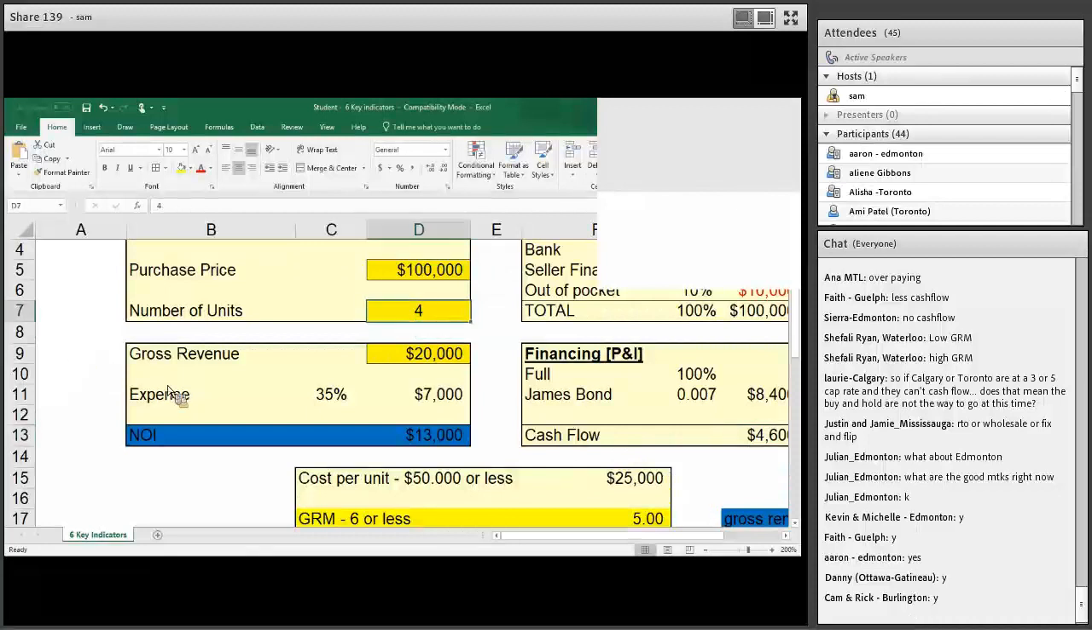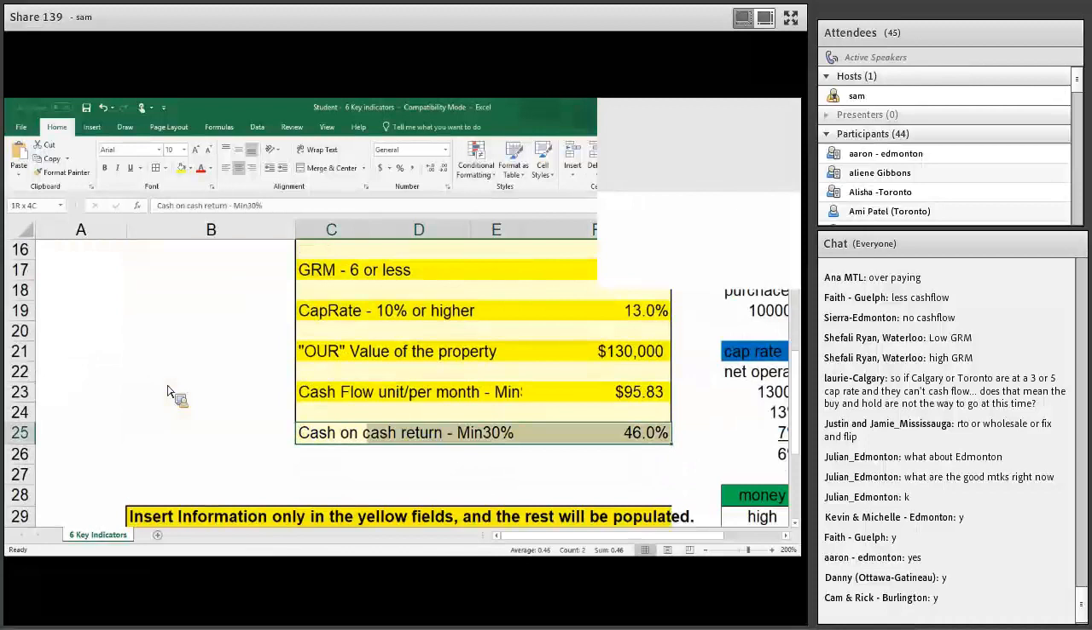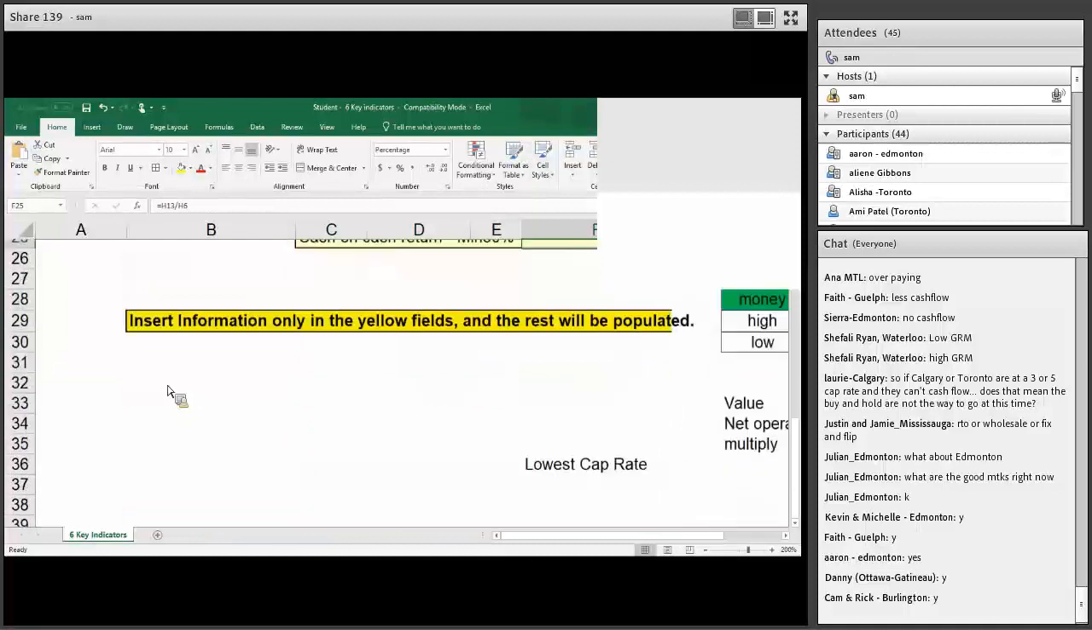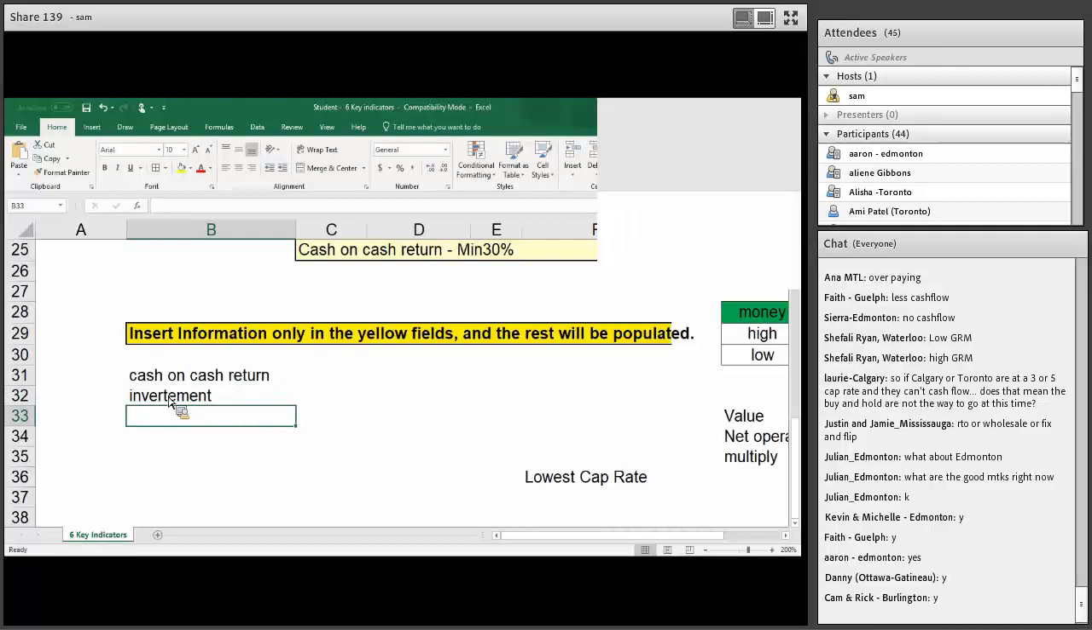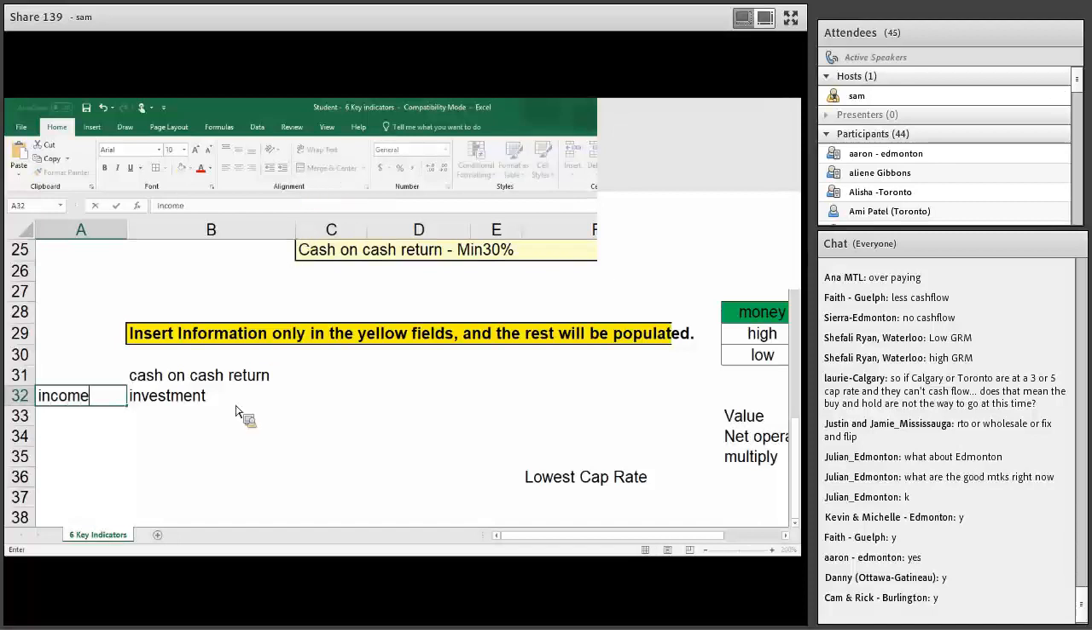Cash on cash return. So cash on cash return. What is it doing? Well, cash on cash return, what does that mean? Return. It means how much did I put in? So investment. And we talked about this. Income divided by investment is what it is. Okay, so income divided by investment is what it is.